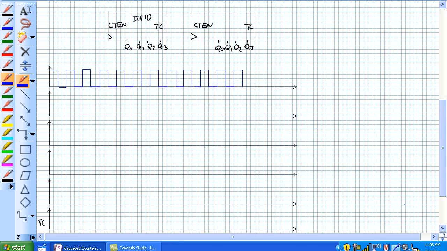So another neat thing that we can do with these cascaded counters is do some frequency division. Given that the terminal count for this particular counter, because it's a mod 10, goes high only every 10 clock pulses, what's the frequency of terminal count given this frequency coming in here? Well, it should be 1/10 of it. So F divided by 10.